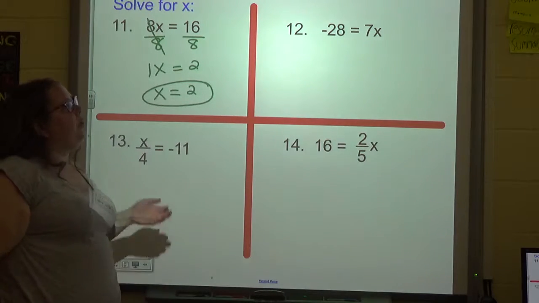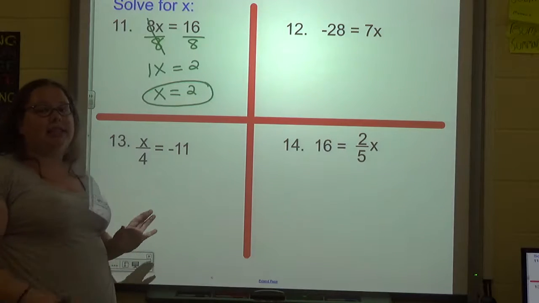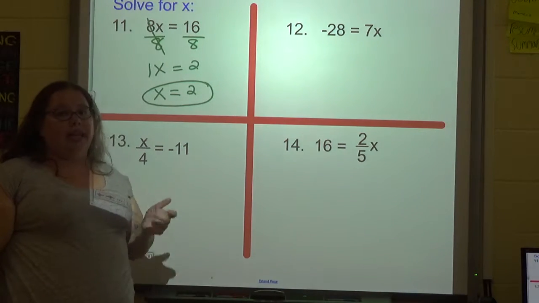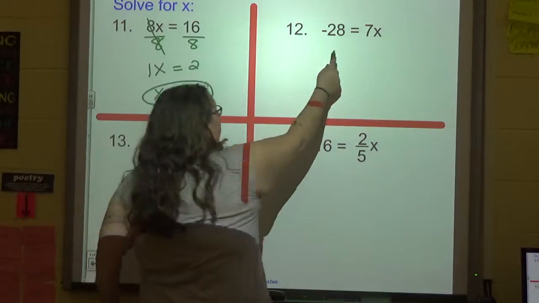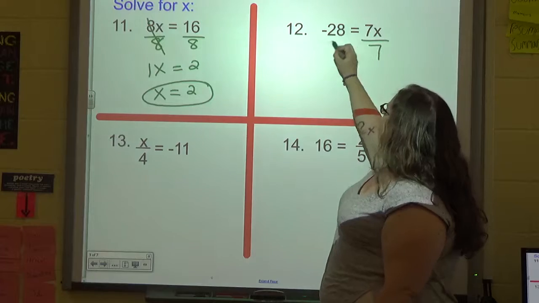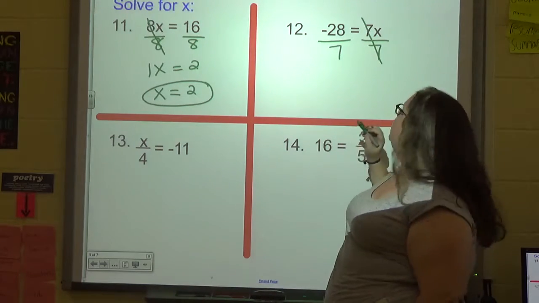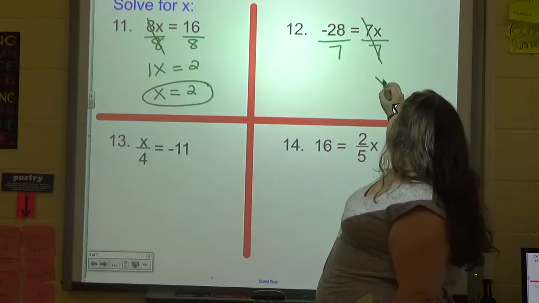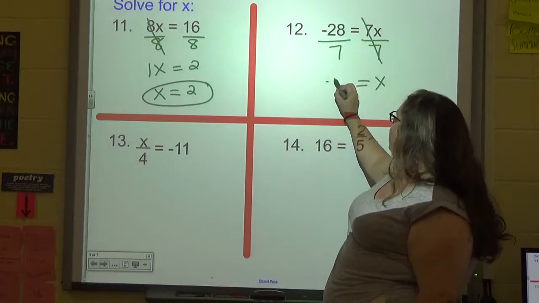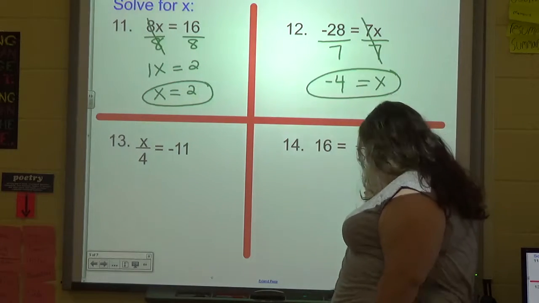So yet again, we have 7x, which means 7 times x. The inverse or opposite of multiplication is division. When I see multiplication, I know I have to do the opposite. So I'm going to divide both sides by 7. Those 7's cancel out to 1. X equals negative 28 divided by 7 is negative 4. Done. Alright, division.